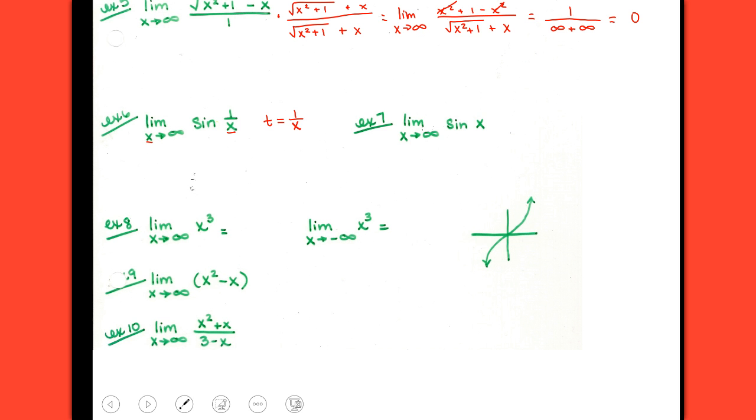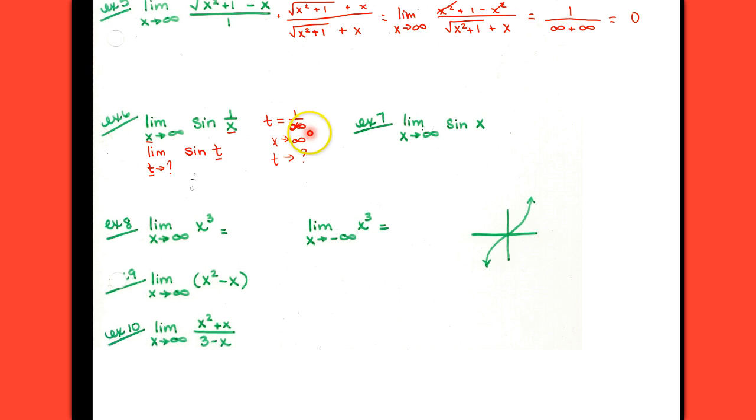since it's the 1 over x that's causing us grief here, let's substitute that out. So if I'm going to replace this x with a t, I'm also going to have to replace this x with a t. So I'm going to say, okay, let's replace 1 over x with t. So t is 1 over x, so that gives me sine t. As x is approaching infinity, what is t approaching?